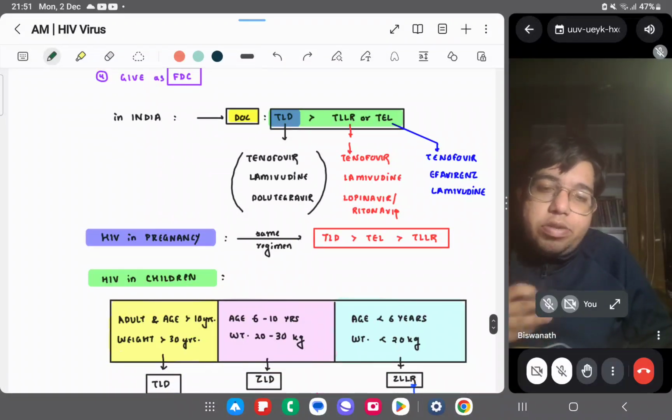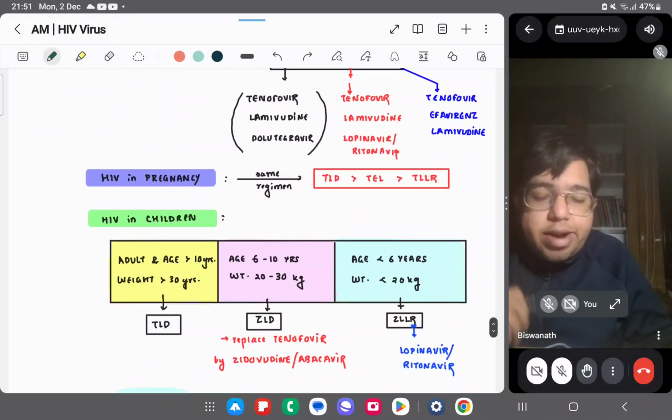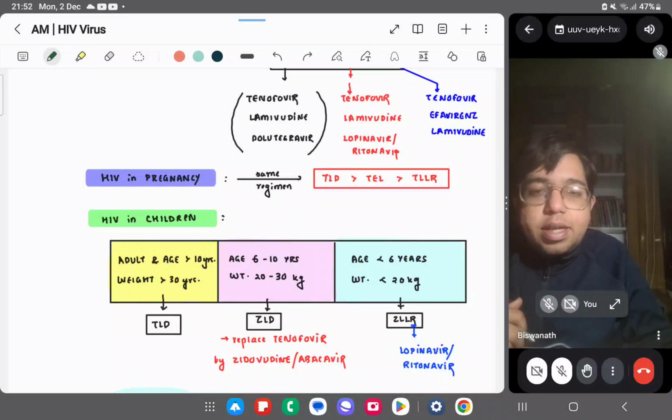HIV in pregnancy, you will use the same TLD, or you can use TEL or TLLR. HIV in children. In children, adult and age. If the patient is an adult and age is more than 10 years, the weight is more than 30 kg, then the TLD regimen will go as it is.